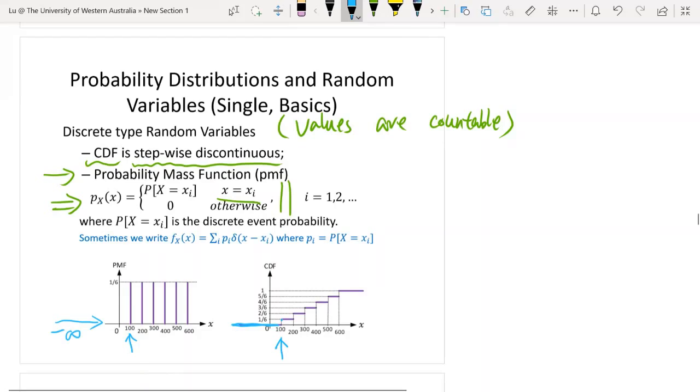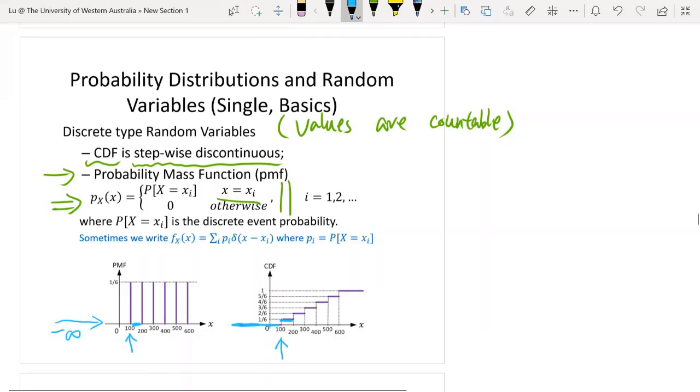Starting from x equal to 100 up to the next step, which is x equal to 200. Between 100 and 200, there's nothing in the PMF. It's just totally flat, which is 0. Then we'll do the accumulation, so to add up these things together. Between 100 and 200, there's nothing, so this 1/6 point remains at the same level because you are adding up 0 to it until reaching 200.